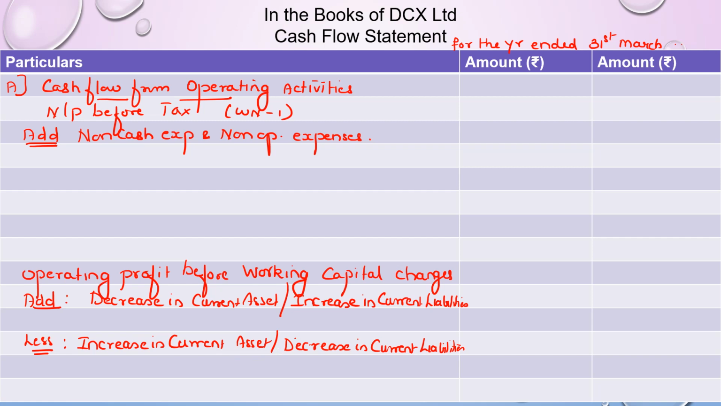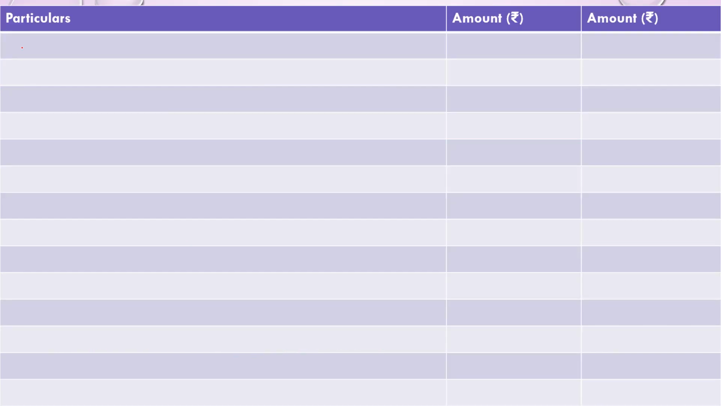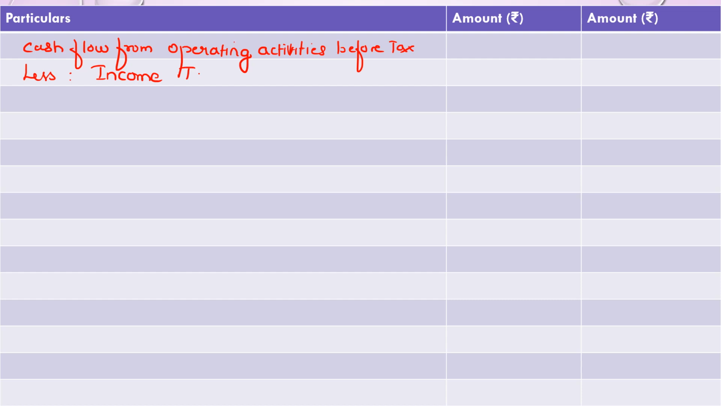Now once that is done, we go further and we would be writing whatever is the cash flow from operating activities, but this is before tax. So next we would subtract the income tax paid. So what we ultimately arrive at is the cash flow from operating activities. And with that, the operating activities part will be completed.